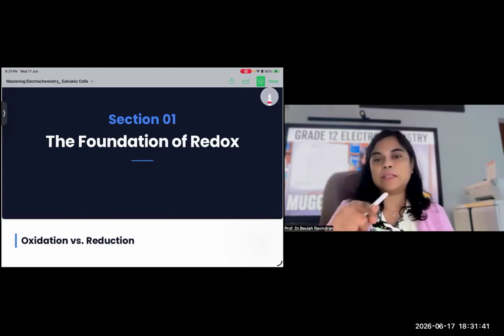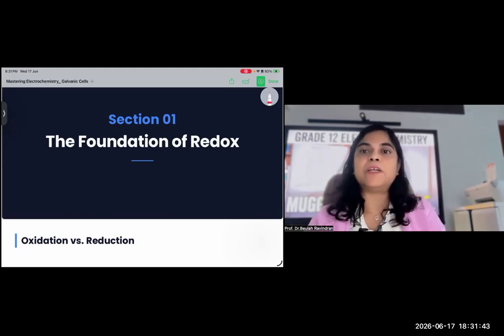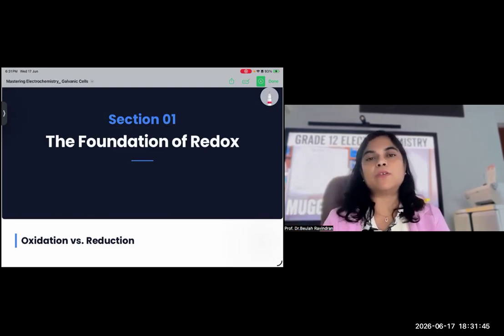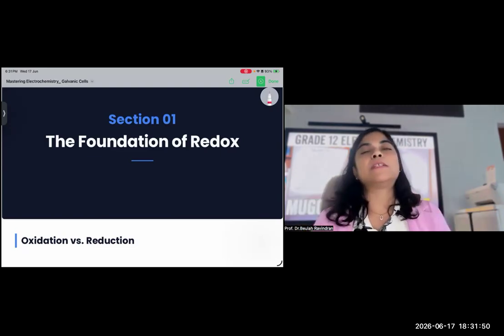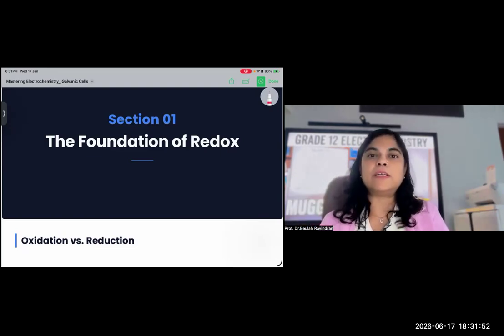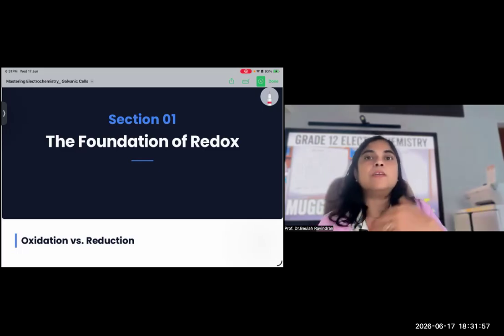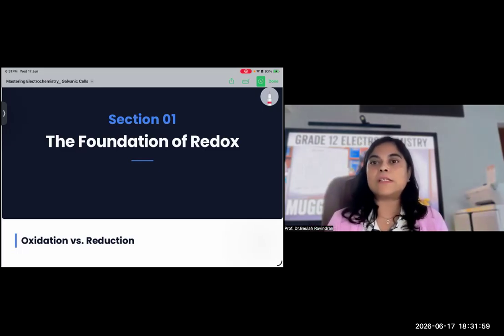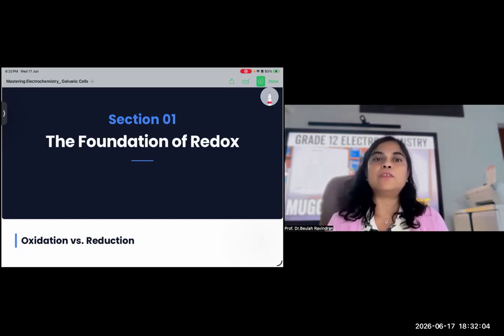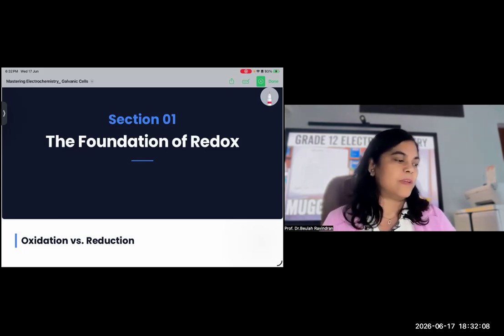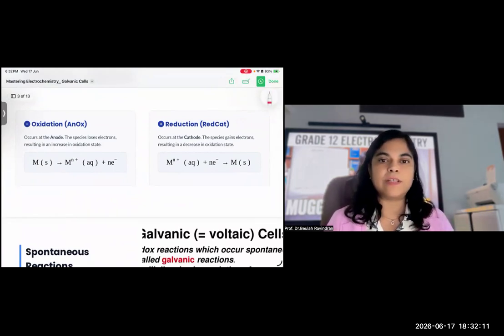Because the zinc and copper are touching, the electrons jump directly from the zinc atoms to the copper ions. Energy is released, but it's completely wasted as heat. To generate electricity, we need to force those electrons to travel through a wire instead. The flow of electrons results in current. To do that, we have to separate the two reactions into half cells. One is oxidation, another one is reduction.